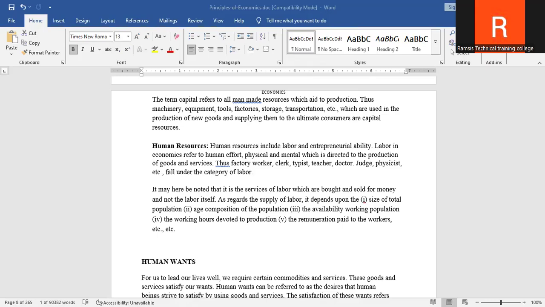Methodology is basically what is used in studying and applying economics, and it can be divided into three. We have what we call positive economics, we have what we call normative economics, and then you have what we call the scientific method.